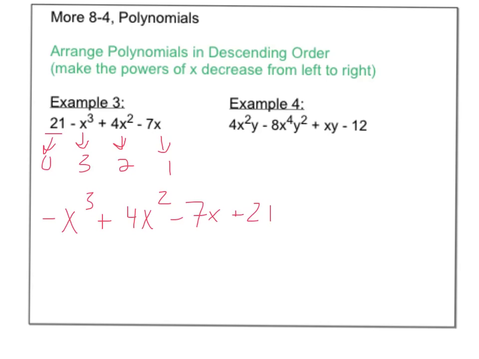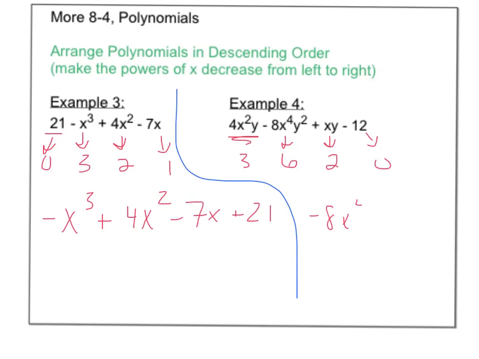Looking at the last example, number 4, we've got our first term, which is third degree, followed by sixth, second, and then 0. So I'm going to start with the highest one. My highest term is going to be 6, so it's negative 8x to the 4th y squared is first, followed by, yes, the 4x squared times y. Next one would be my plus, I'm just going to keep writing it on the next line, xy, and lastly, minus 12.